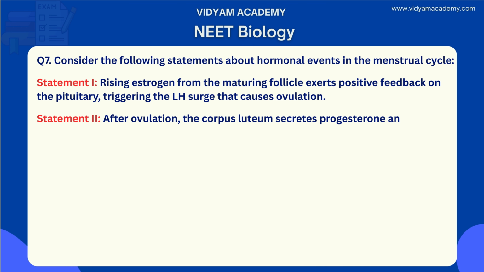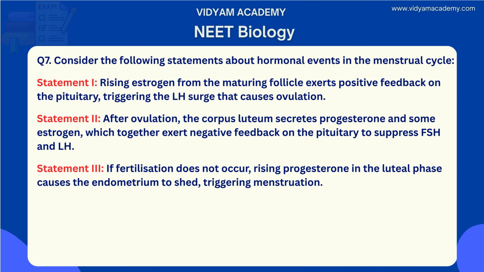Consider the following statements about hormonal events in the menstrual cycle. Statement 1. Rising estrogen from the maturing follicle exerts positive feedback on the pituitary, triggering the LH surge that causes ovulation. Statement 2. After ovulation, the corpus luteum secretes progesterone and some estrogen, which together exert negative feedback on the pituitary to suppress FSH and LH. Statement 3. If fertilization does not occur, rising progesterone in the luteal phase causes the endometrium to shed, triggering menstruation.